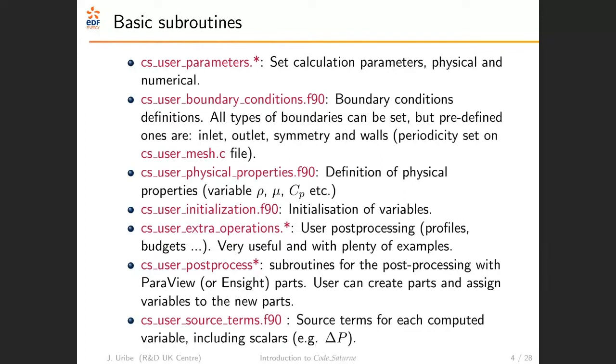And the cs_user_source_terms, which is the one that we're going to be using today, is basically for any equation that is being solved, you can add additional source terms. So in the previous tutorial you added a force in the graphical interface as a source term in the momentum equation, to drive the flow. You can do that, but not only as a constant, but as a function of anything that you want.